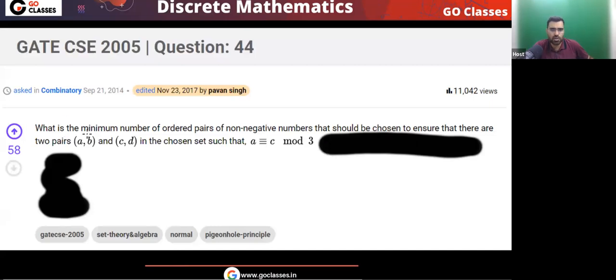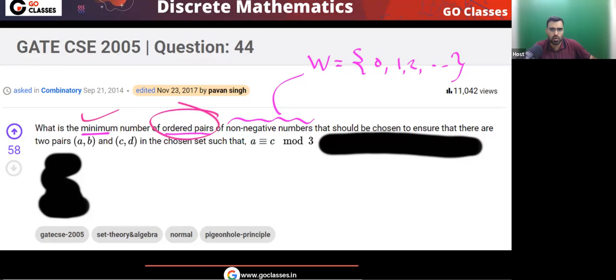So try this one. The question is saying, what is the minimum number of ordered pairs of non-negative integers? Non-negative integers simply means whole numbers, 0, 1, 2, and so on. What is the minimum number of ordered pairs of non-negative integers that should be chosen to ensure? To ensure means to guarantee. We want to guarantee that there are two pairs, A, B and C, D, such that A is congruent to C mod 3.